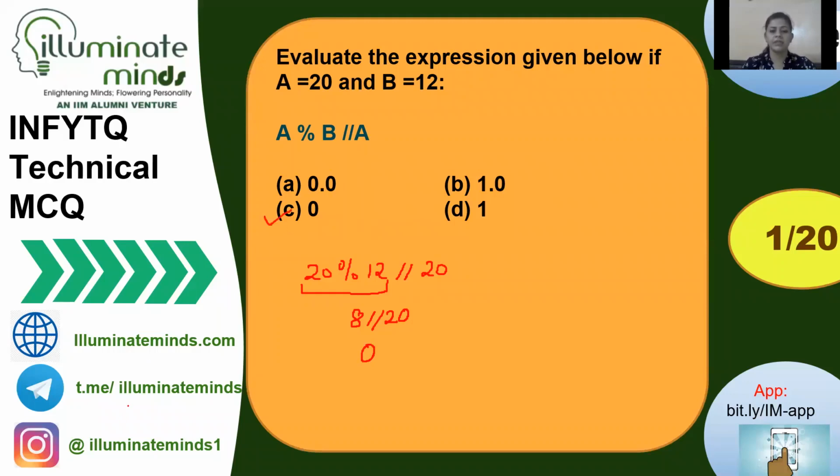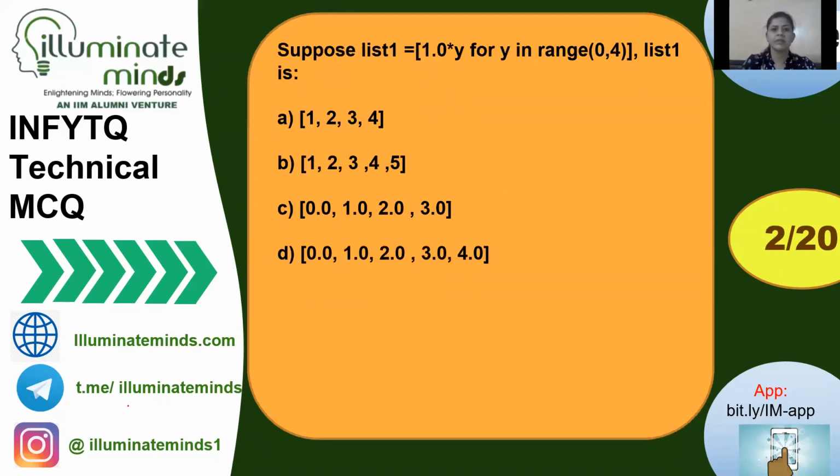Alright, let's move on to the next question. This question is based on list comprehension. What is list comprehension? It is just a simple way of creating a list using a for loop. Suppose list1 is equal to 1.0 multiplied by y for y in range 0 to 4. And we have to find what this list will be.